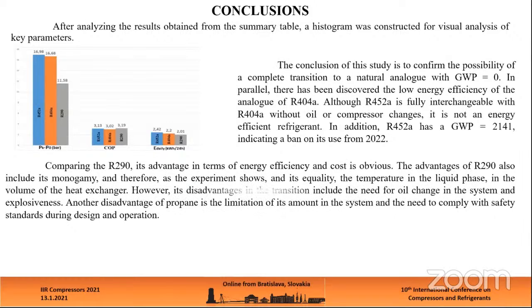Comparing the R290, its advantage in terms of energy efficiency and cost is obvious. The advantages of R290 also include its monogamy and therefore, as the experiment shows, its equality of temperature in the liquid phase, in the volume of the heat exchanger. However, its disadvantages in the transition include the need of oil change in the system and explosiveness.